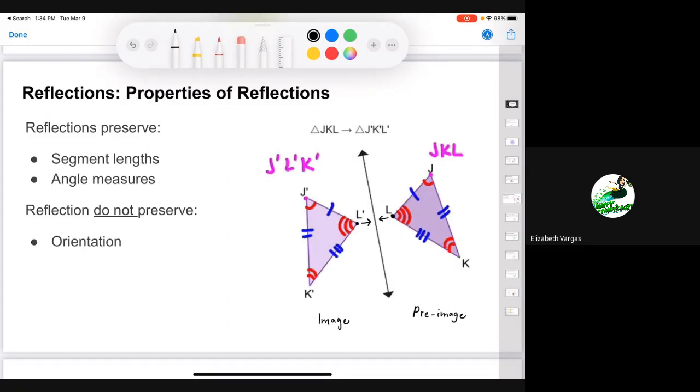Another way that we can see that the orientation is changing is say that we have the left side of that image and the right side of that image. What we'll notice is that in the pre-image, that J is closer to the right side, and over here that J is closer to the left side. And so the orientation is changing, but that does not mean that it's not a rigid transformation. Reflections are types of rigid transformation. Okay.